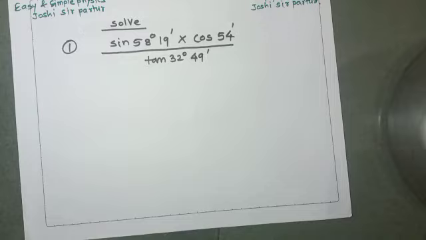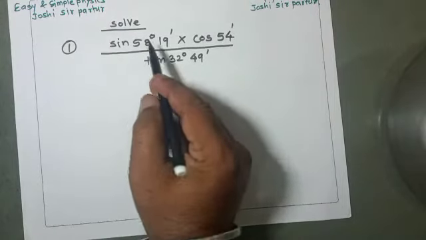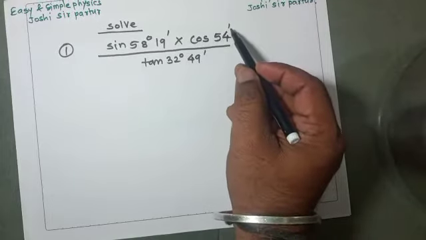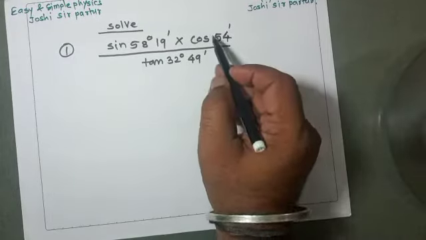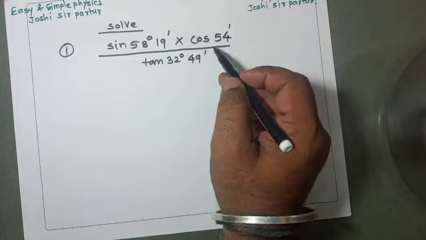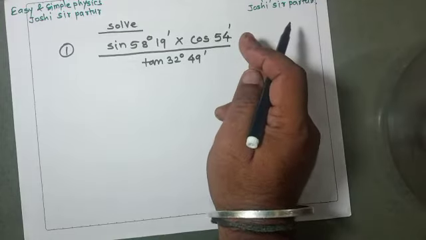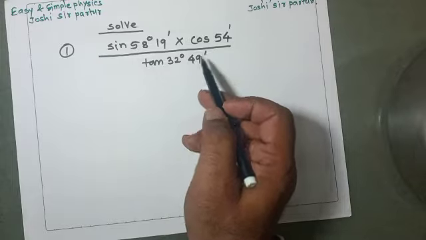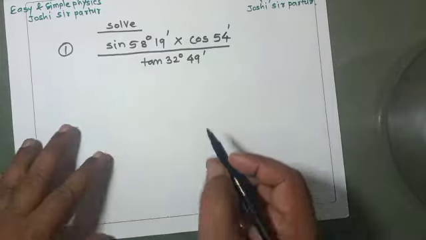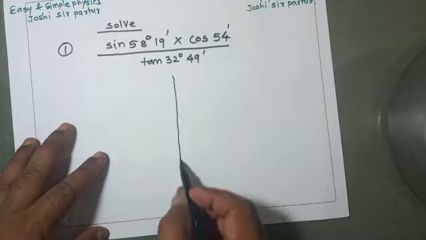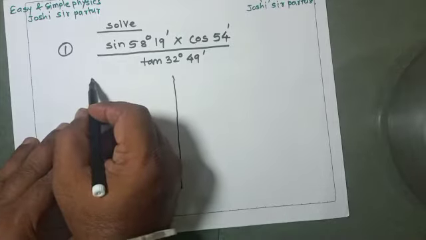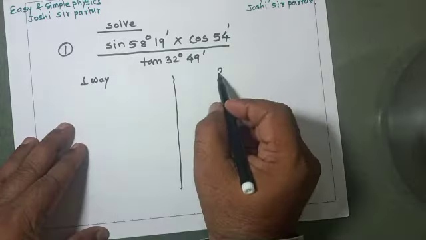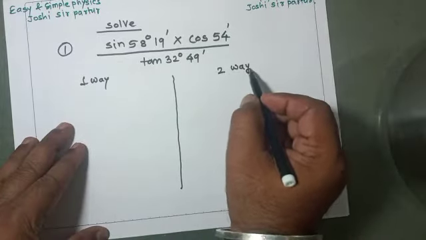Suppose the example is given as sine of 58 degrees 19 minutes multiplied by cos of 54 minutes, divided by tan 32 degrees 49 minutes. Here degree is not given. When degree is not given, we consider only the minutes. This problem can be solved in two ways. This is one way and here is the second way.